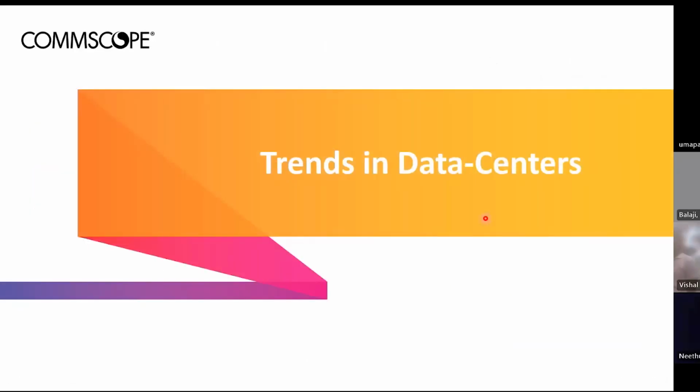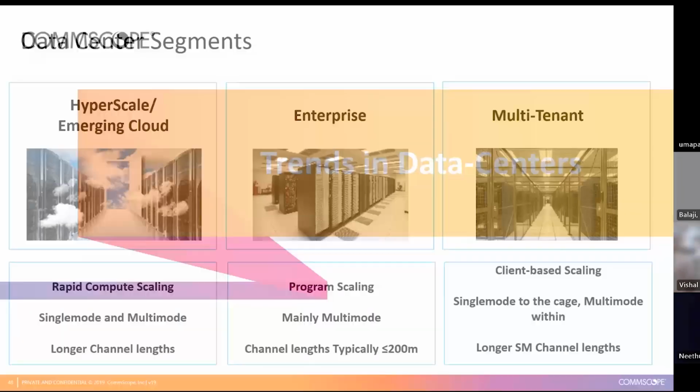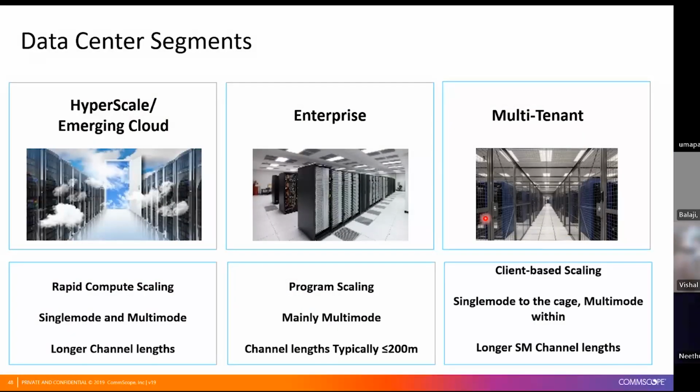So let's see a few slides on data centers before moving to the power fiber system. In the data center, we have three different types. One is the enterprise segment. The enterprise segment is where the customer has a data center on their own premises, whether it's 5 racks, 10 racks or 20 racks, and they manage all the power, cooling and requirements themselves. That is called the enterprise segment.